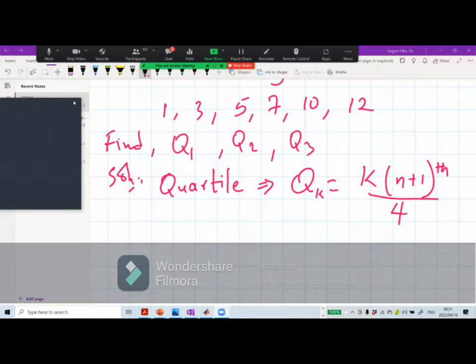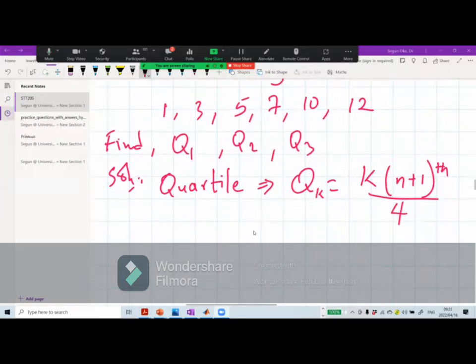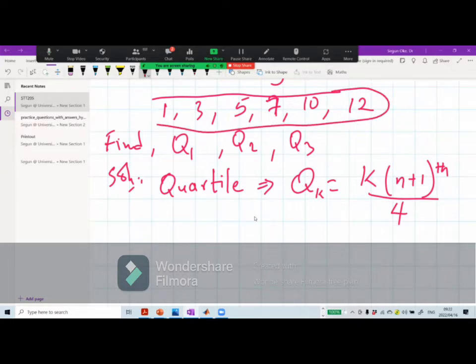Now, what is our n in this case? N is the number of data you are given. How many numbers are we given? 6. Please just count it. You don't need to argue on that. So n is equal to 6.